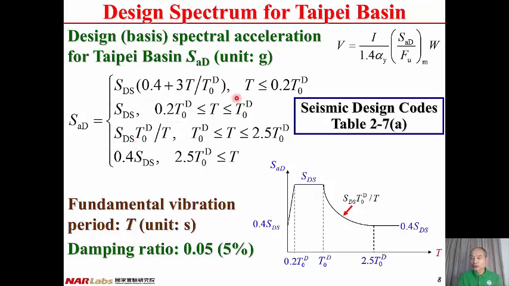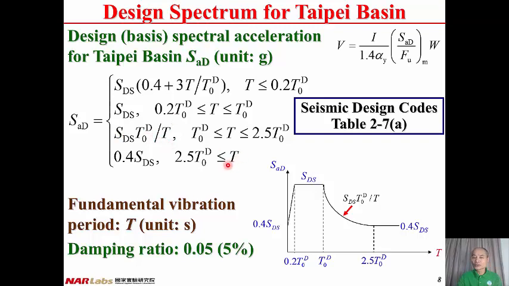In the first segment, when the structural vibration period T is less than or equal to 0.2 T0D, the spectral acceleration is linearly increasing with the structural period T. When T lies between 0.2 T0D and T0D, SAD is a constant equal to SDS. In the third segment, when T lies between T0D and 2.5 T0D, SAD is inversely proportional to the structural vibration period T. Therefore, SAD equal to SDS times T0D divided by T.